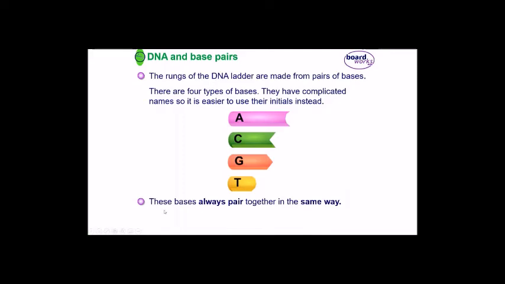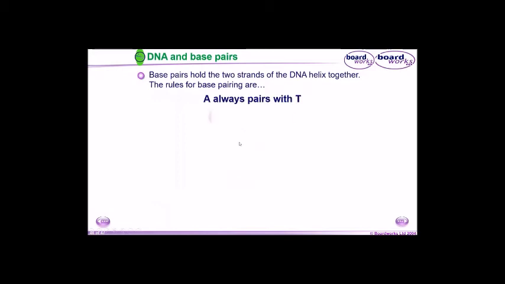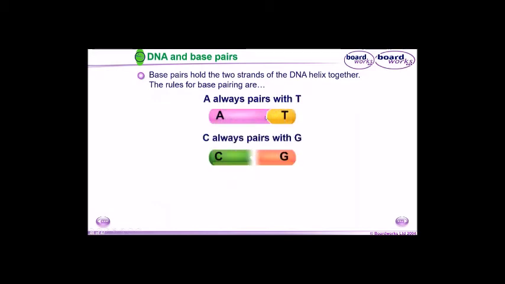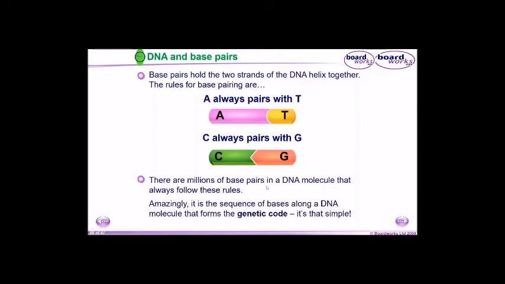They always join in a pair in exactly the same way, and I hope you've noticed which shapes fit together. A will always pair with T. So anywhere on the DNA strand where there's an A, it will be paired with a T. And C always pairs with G. So you always have these pairs, A with T and C with G, and it makes up the rungs of the ladder, and that's what is the genetic code. It's quite simple, really, when you think about it like that.